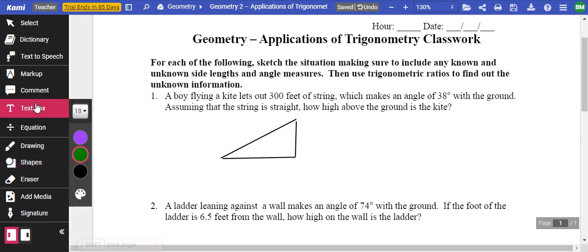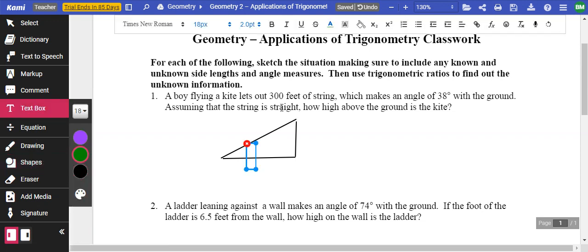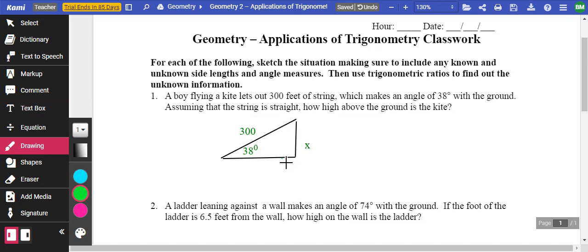So right here, this would be 38 degrees. I'm going to move this slightly so it's inside the triangle right there. We're talking about how this is 300, and we're looking for x, and we know that we get a right angle right here with the ground. Okay, so now I'm labeling this.